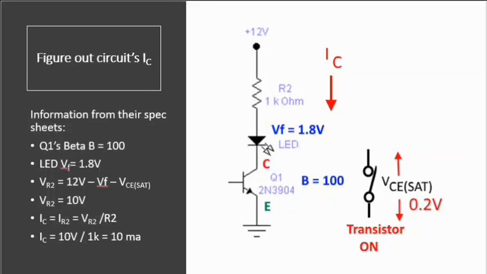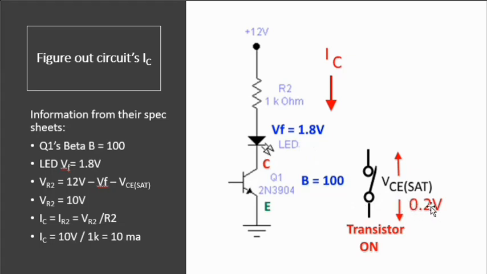We want to figure out the circuit's collector current. We have some components in here that are going to limit the current. So R2's job is actually to limit the current so we don't blow this LED, right? So we know the transistor's beta is 100. We looked up the spec for the LED. It said a forward voltage of 1.8 volts when it's on. We know that the saturation voltage across VCE sat is going to be about 0.2 volts.